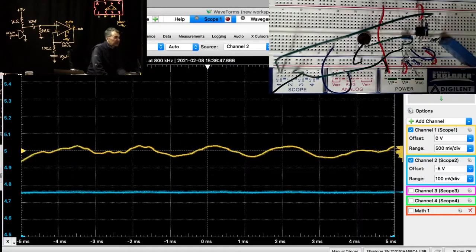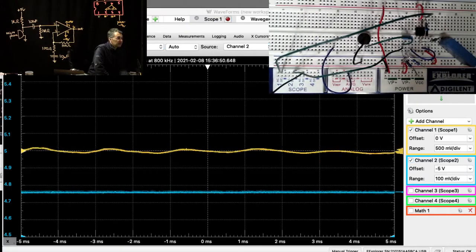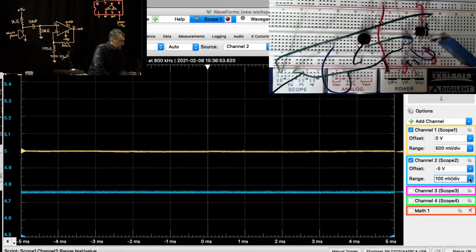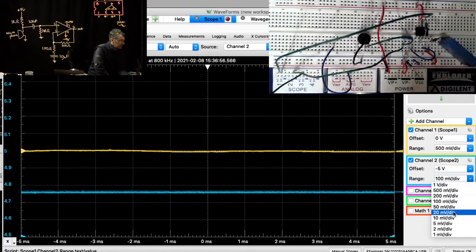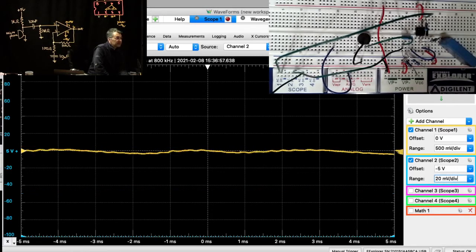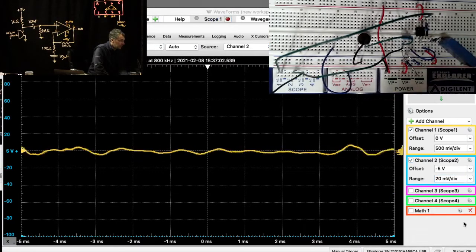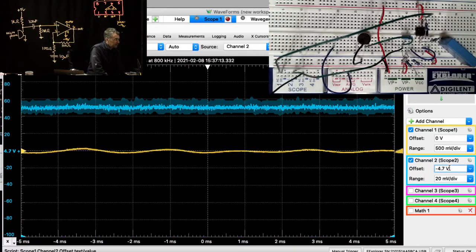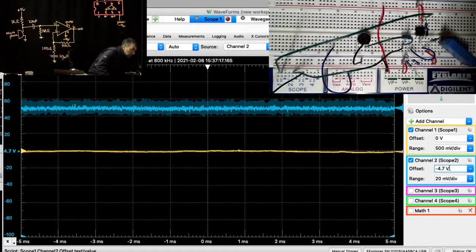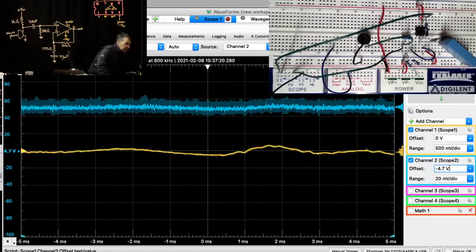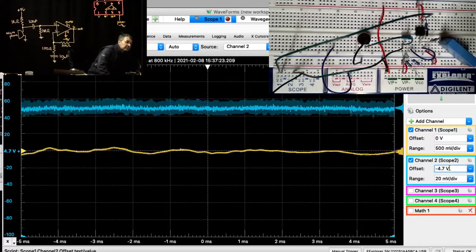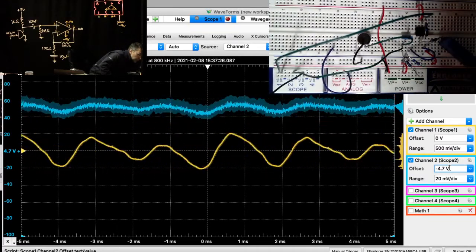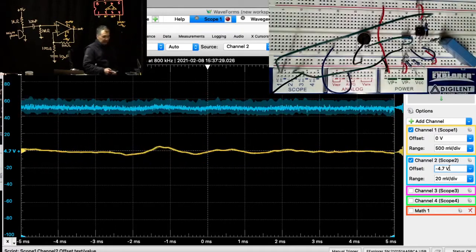Let me see if I can blow it up a little more. Let's try 20 millivolts per division, but now I need to make the offset minus 4.7 volts. Okay, that's not too bad. Oh, yes, you can see the signal before and after the op-amp amplification.